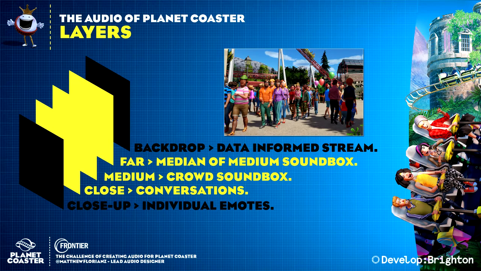If you get to a view like this, which isn't quite a close-up, but it's close enough to hear people go past the camera, we use the soundbox for the medium view. We also have a soundbox that just collects those 4 emitters and places one big emitter that represents the 200 by 200 grid. And we have close-up emitters for conversations.